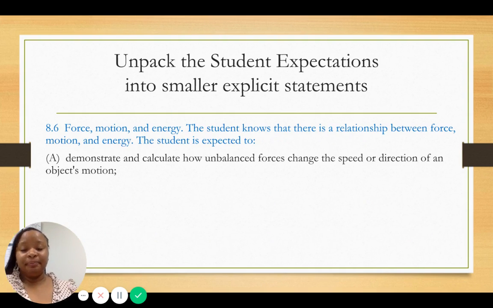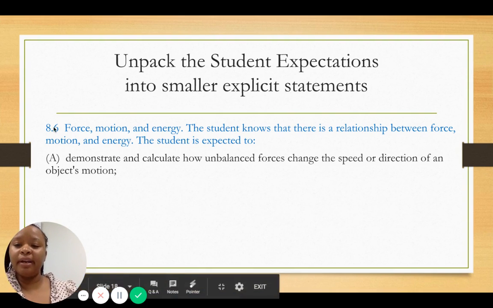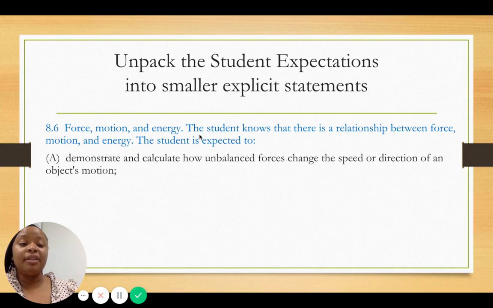So here's another one. It's another science standard. This is 8th grade, force and motion and energy. That's my strand. My knowledge and skill statement is the student knows that there is a relationship between force, motion, and energy. The student is expected to. I have one SE, student expectation, identified. And this has a lot of stuff in it. So I need to make sure that I break it down.